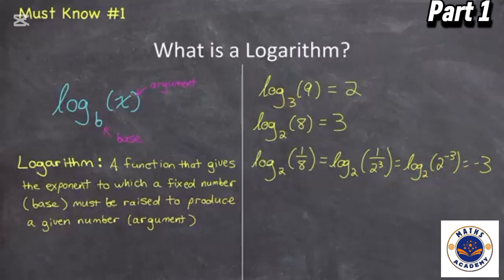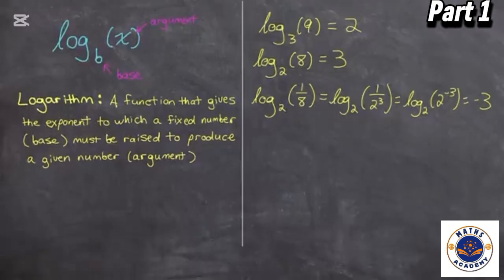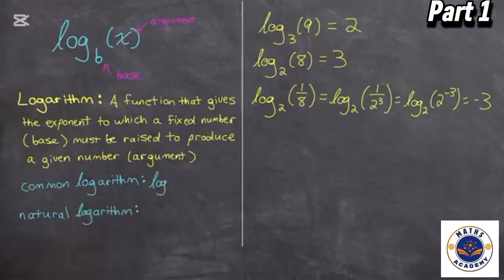Now before I move on, you should know about two very special logarithms: the common logarithm and the natural logarithm. The common logarithm is a logarithm that has a base of 10. So if you have log base 10 of x, you don't actually have to write the base. You could just write log of x. And if you don't see a base, it's implied that the base is 10.